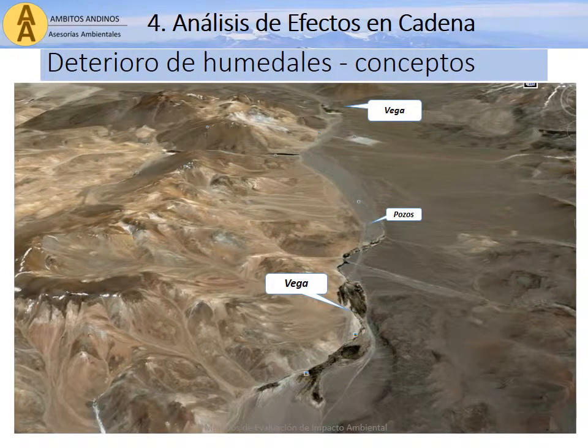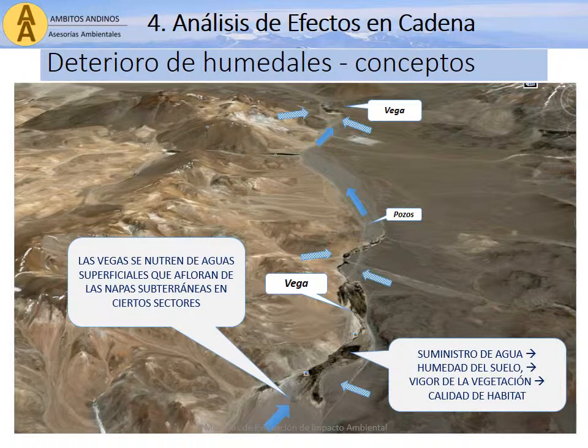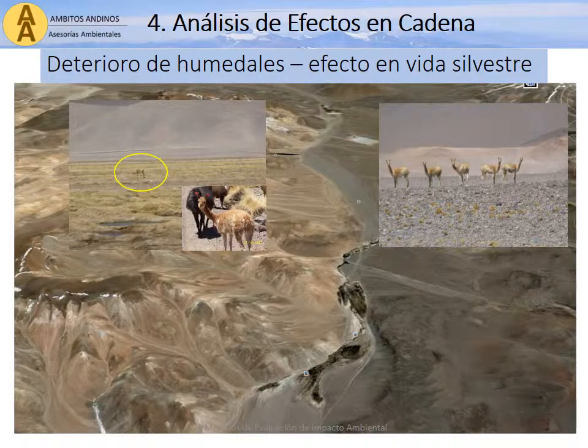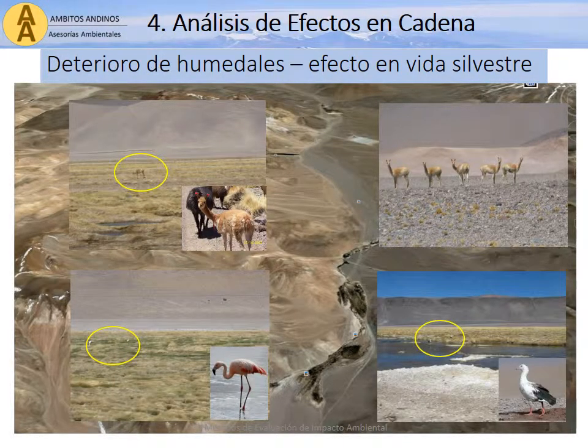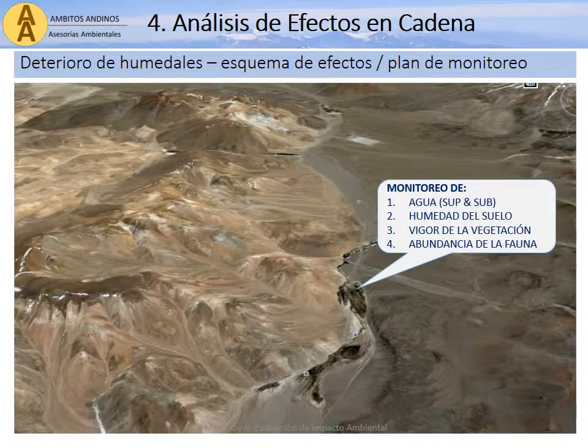So the wetlands are supported by surface waters that emerge from subsurface aquifers. Water supply provides soil humidity, which gives vigor to vegetation, which in turn improves habitat quality. This indirectly affects the wildlife which uses the wetlands. The impact evaluation follows the chain of effect in the 4 components: water, soil, vegetation, and wildlife.